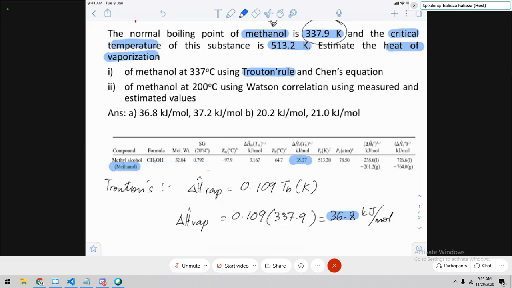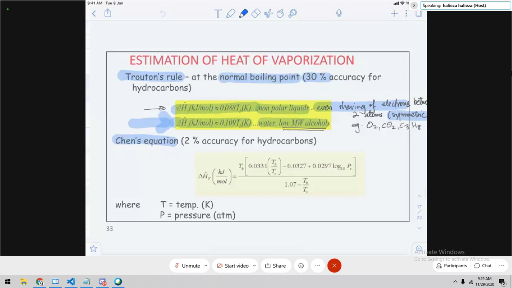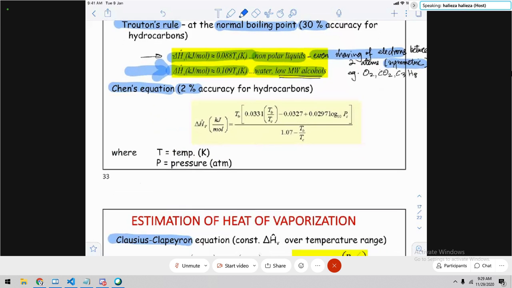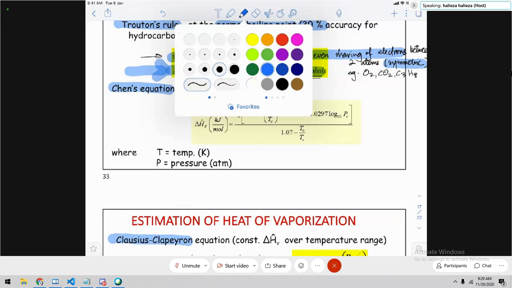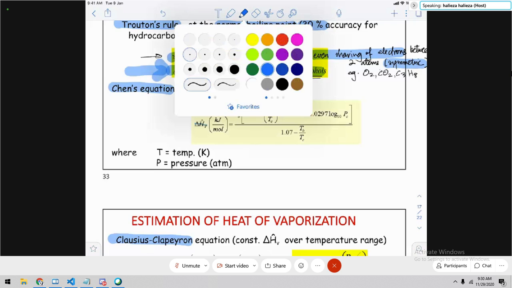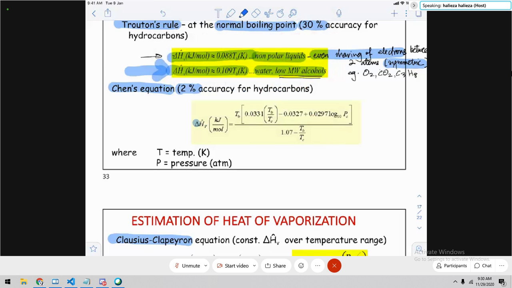So next, let's look at the Chen equation. If we look at the equation itself, the accuracy is about 2%. That's far better, but the equation itself is very long. Let's look at the equation. That's too fine; I need it bigger than that. This is your latent heat of vaporization, and again, the unit is kilojoules per mole. This is the boiling point, and again, the temperature must be in Kelvin.